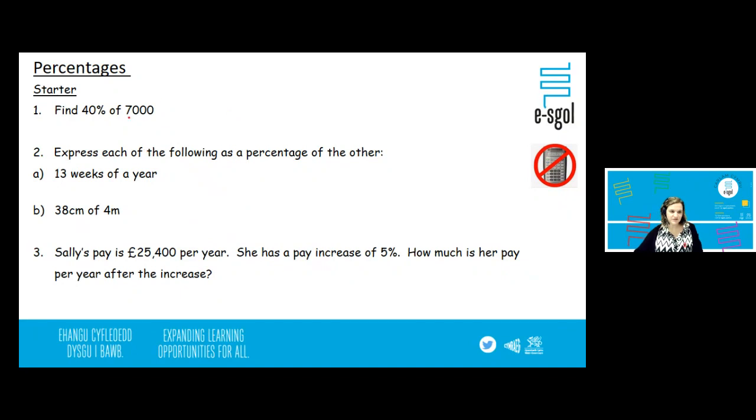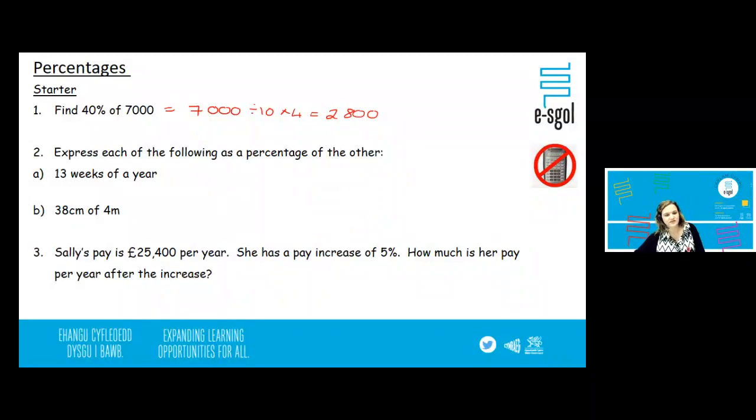Okay, so the first question, find 40% of 7,000. That always brings us back down to the 10%. So you're going to do 10% by dividing by 10. So 7,000 divided by 10. And then to get from 10% up to 40%, we multiply then by 4. Okay, this is all non-calculator. You can see on the right-hand side of the screen. So 7,000 divided by 10 is 700. And then multiplying that by 4, then 2,800 should have been your answer for that first question.